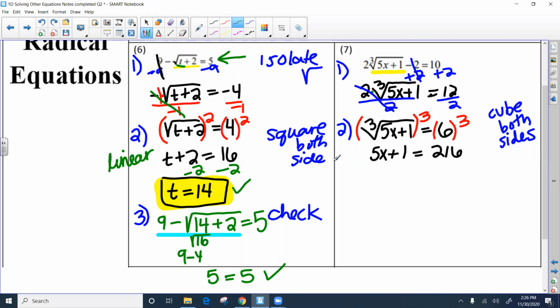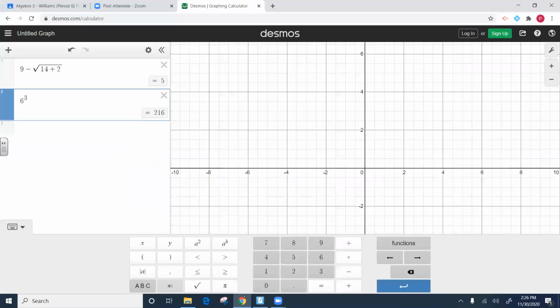Once again, this is a linear equation. So I'm just trying to isolate the x. So to get the x by itself, I subtract 1. So I have 5x equals 215. And then divide by 5. And we get x equals 215 divided by 5. Again, if I don't know that in my head right away, I'm just going to use a calculator.